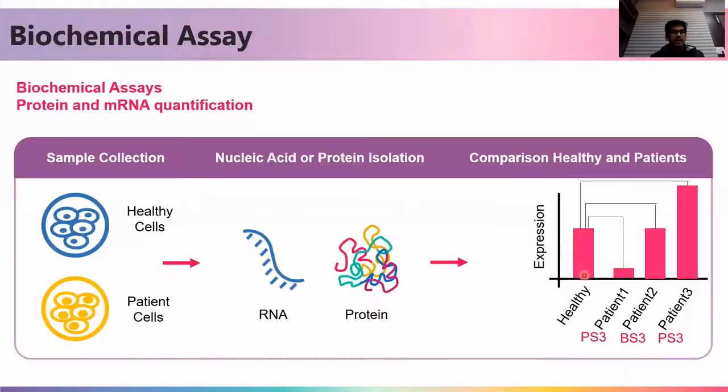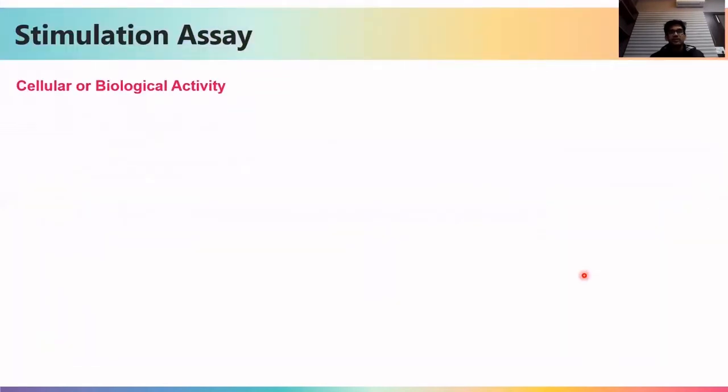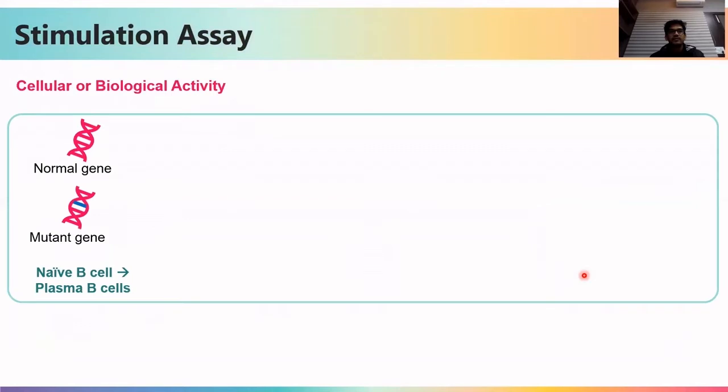Okay. Next, we can take the stimulation assay or cellular biological activities, looking at whether the cells or the protein are functioning properly. Even though quantification is perfect, there could be the possibility that they are not functioning properly. So for that, you will perform the stimulation assay. Suppose you have a gene, there is one normal gene and one mutant gene, in which a naive cell has been converted to plasma B cells. This is the particular gene function.